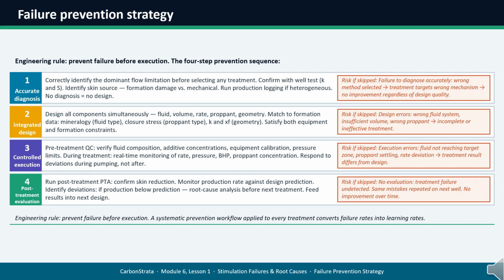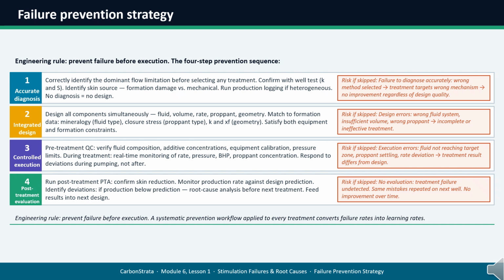Third layer. Execution control. Design must be delivered exactly. Rate must be sustained. Fluid must be correct. Sequence must be respected. Control must be real-time. Not after the job. Now define failure if missed. Deviation destroys design. Result becomes unpredictable.